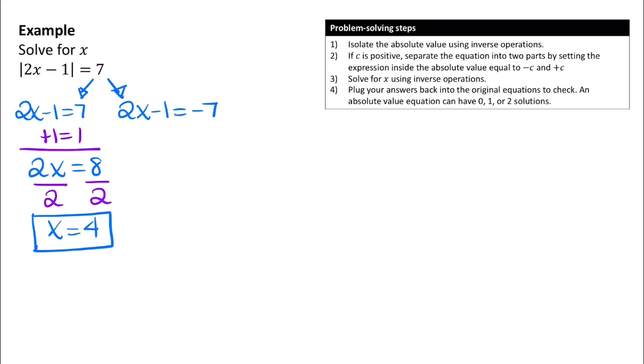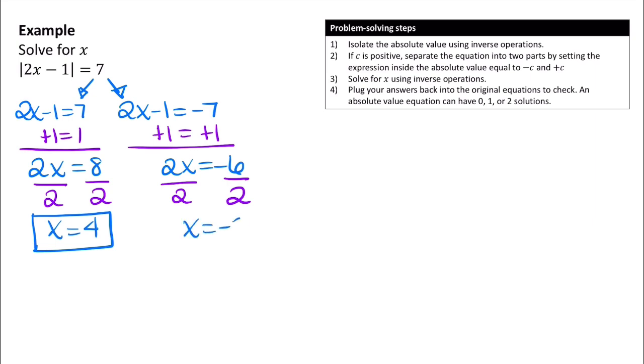And then I'm going to solve the second equation. So I can go ahead and add 1 to both sides. And that's going to give me 2x equals negative 6. I'm going to divide both sides by 2. And that's going to give me x equals negative 3.